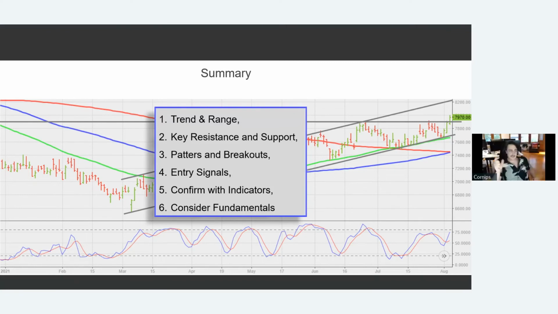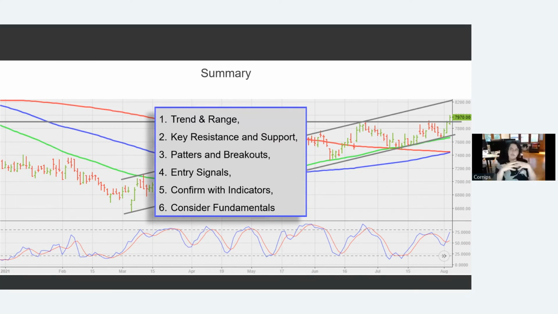Entry signals can help reduce that a little bit. You know what I mean? So they are important. They can tell you when to pull the trigger. The final thing that you want to do is confirm with your indicators. Again, I've reiterated, the indicators are great. They're a little bit of a cheat sheet. Popular indicators are things like RSI, stochastics, MACD, which is a very popular one, moving averages, and Bollinger Bands.